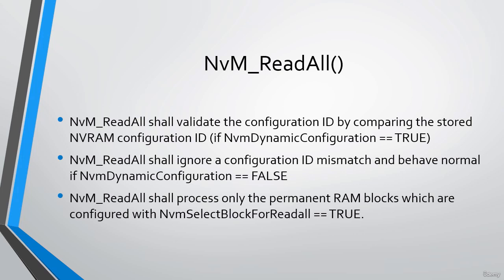Now, NVM read all shall process only the permanent RAM blocks which are configured with the NVM select block for read all parameter as true. This is a parameter for each NVM block descriptor. If we check this parameter, that means for this particular block, we will read the value from NV memory once the ECU starts up. Okay, let's go to the next one.